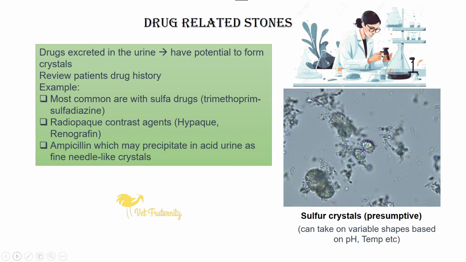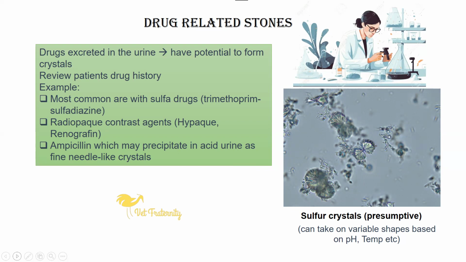The drugs you administer in the body of a patient have different routes of excretion. Some are excreted through feces, some are excreted through urine. Those excreted in urine have the potential to form crystals. And that is why it is very important that you review the patient's drug history while you are examining the sample of urine of that patient.